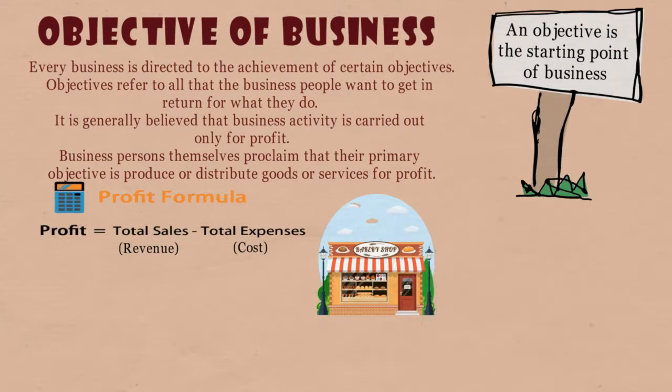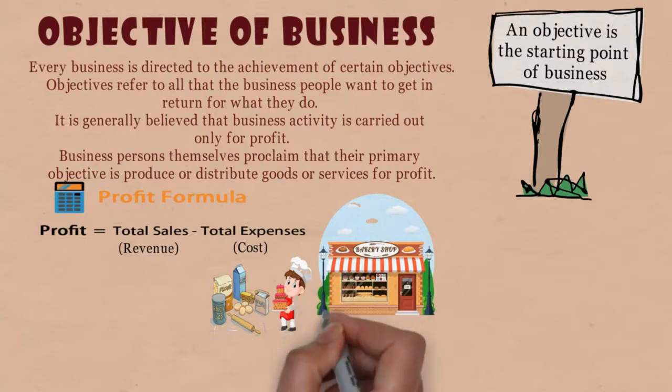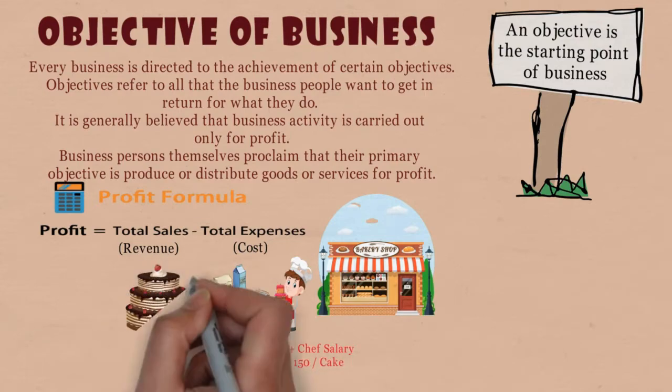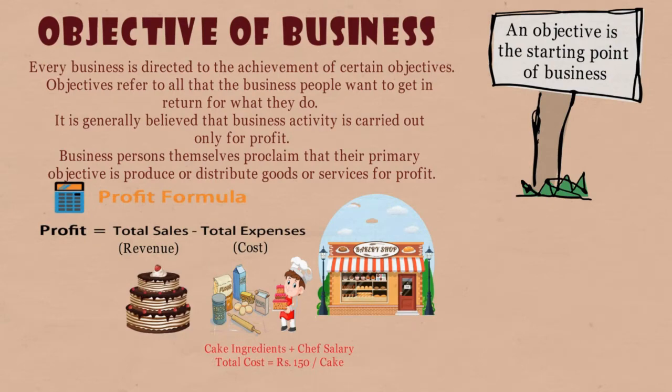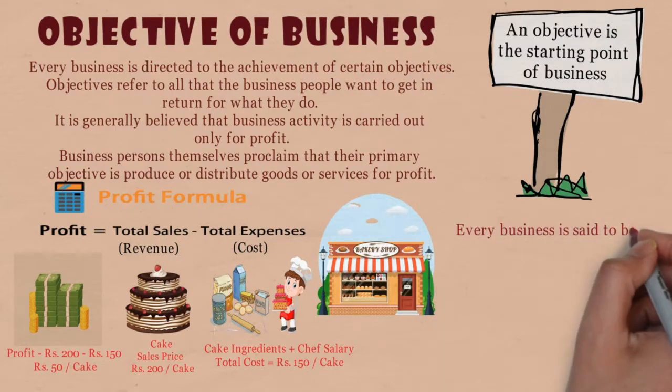Let's take the example of a bakery business, where expenses or cost of a bakery business includes cake ingredients, chef's salary, rent, etc. Say the total cost to produce one cake is rupees 150. Now the sale price for selling one cake is rupees 200. So profit is sales revenue minus expenses, that is rupees 200 minus 150, which is rupees 50 per cake, is the profit earned by the bakery owner.